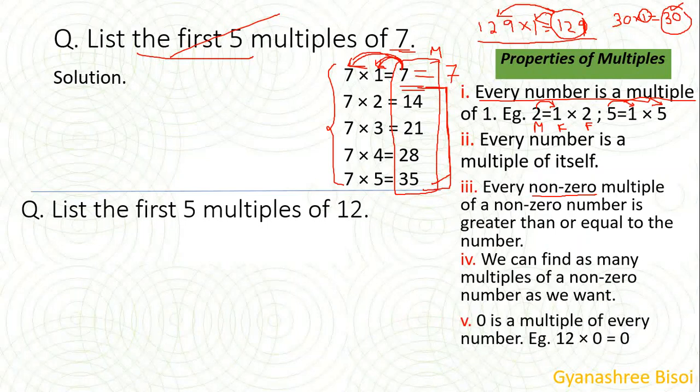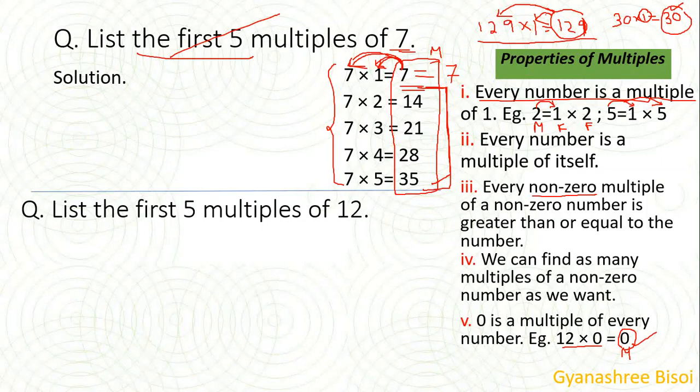Next, 0 is a multiple of every number. It's very simple. If you multiply any number by 0, what will be the product? The product is 0, we know. So, the multiple is 0. So, 0 is a multiple of every number. Here I have shown an example. 12 multiplied by 0 equals 0. See, the multiple is 0. You take any number, multiply it by 0, then what will be the result? 0. So, 0 is a multiple of every number.